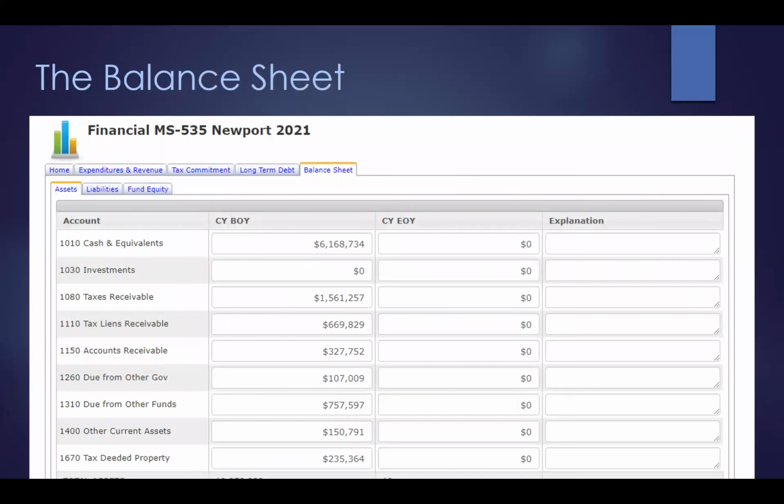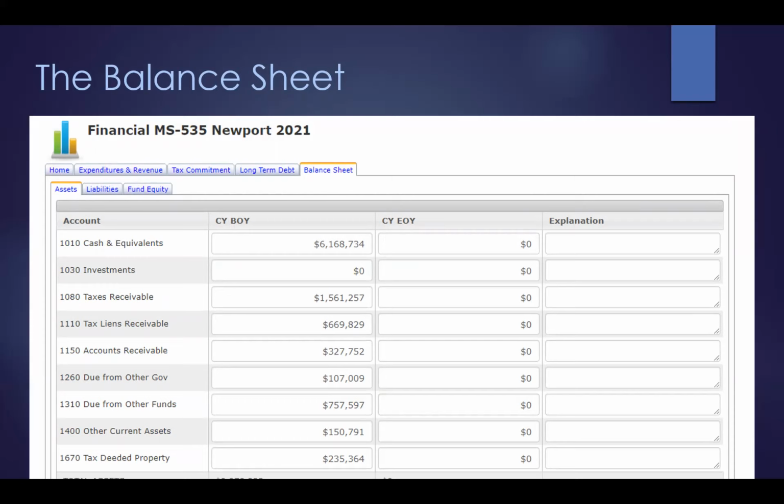So after long-term debt, we get into the balance sheet. The balance sheet is probably, I don't want to say the most confusing part, but it's the most complicated part of the 535 for a lot of admin and auditing teams, just because there's quite a bit of financial information in this interface, and there's a number of calculations that get performed before you can submit.